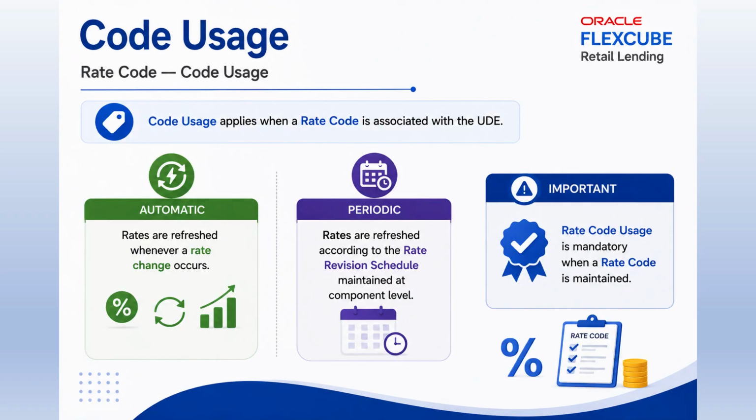Code usage. Code usage applies when a rate code is associated with a UDE. There are two options. Automatic means the rates are refreshed whenever a rate change occurs, and the rates are reapplied to the loans. Periodic means the rates are refreshed according to the rate revision schedule maintained at the component level. The manual also states that specifying rate code usage is mandatory when a rate code is maintained.